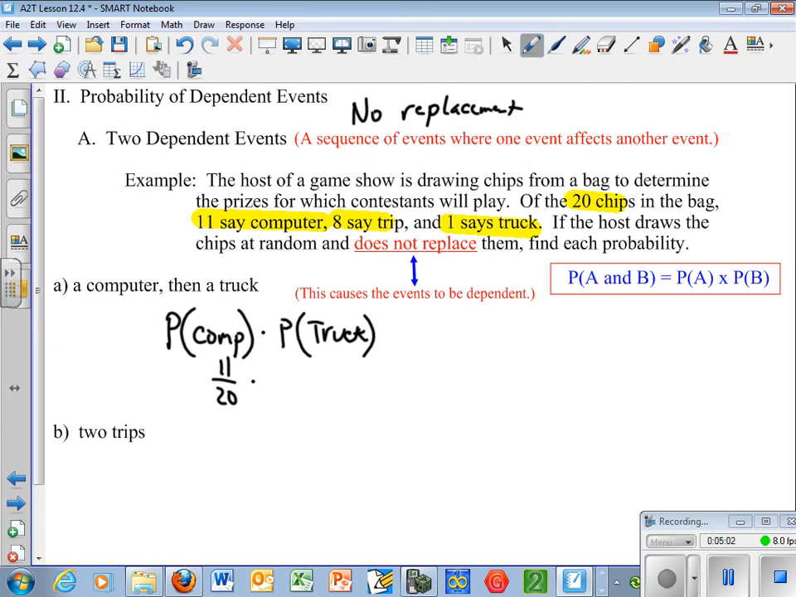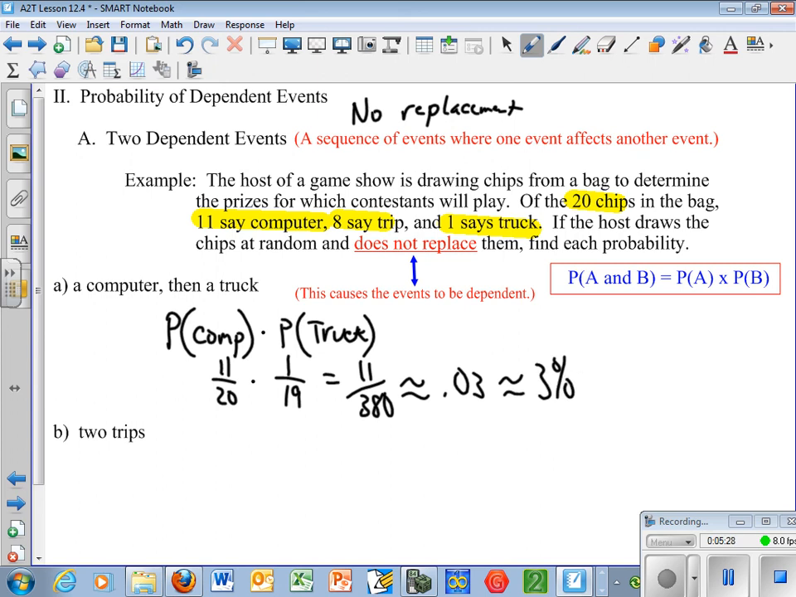On the second one, probability of a truck, well, there's still one that says a truck, but now there's only 19 left. If I multiply, that's 11 over 380. If you actually divide, 11 divided by 380, it's about 0.03. This one I went to the nearest hundredth, or about 3%. If you want to go to the nearest tenth of a percent, you could have gone one more decimal place there.